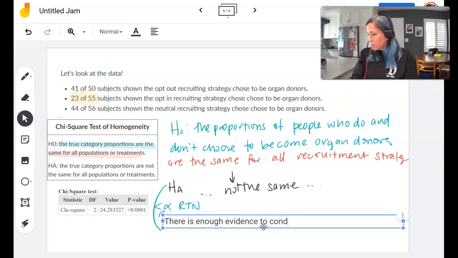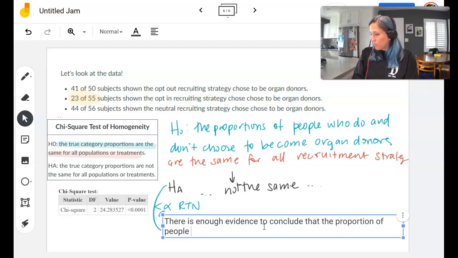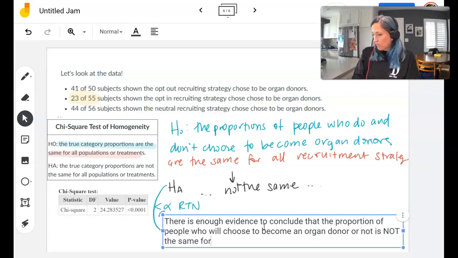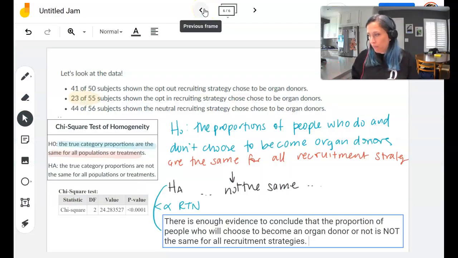Evidence to conclude that the proportion, this is always exciting when you guys get to watch me type, the proportion of people who will choose to become an organ donor or not is not the same for all recruitment strategies. And this alone typically upsets students because they want to write more about being like, well, opt-in is worse, but from a testing standpoint, this is all we get to say at the end of the test.